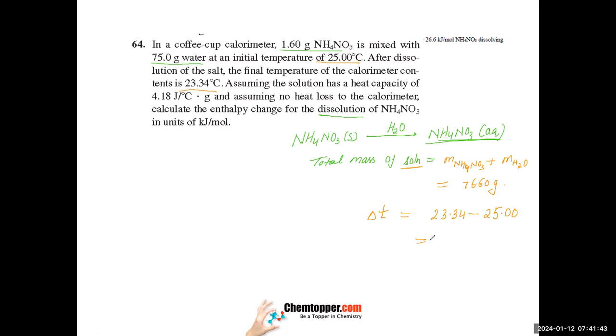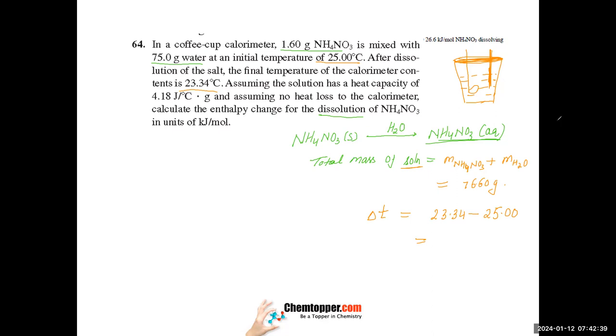You have ammonium nitrate as the system, and water as the surroundings. The temperature you are measuring is of the solution, that means of the water. In the cup calorimeter, the thermometer is dipped in water, and ammonium nitrate is also coming into water. This is covered. There is a stirrer here. This is the setup, right? So where is the thermometer? In water, not in the system. And the temperature of the water is going down. So it means water is losing heat.